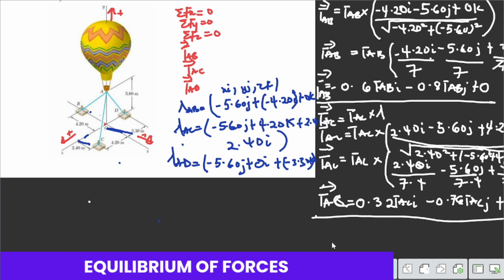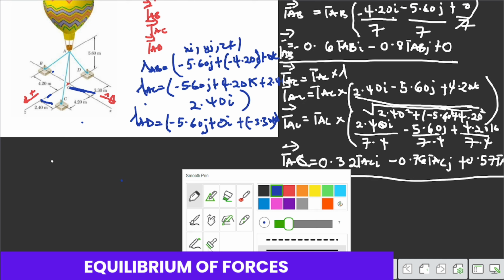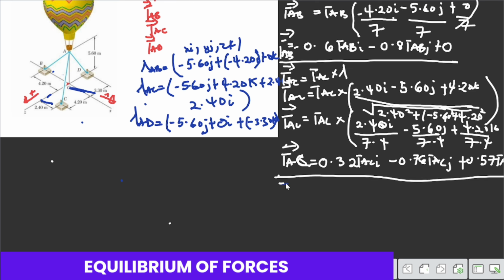So what are you going to do? What we're going to do is the same thing here. We're going to have our vector here too, which is going to be what? The TAD is equal to TAD multiplied by what? The lambda. The lambda is the AD that we are going to look for.